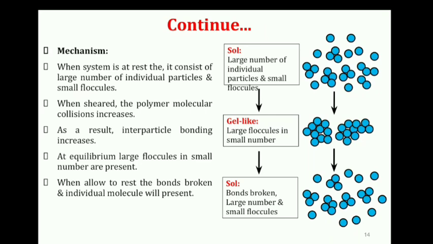So the size of the floccules increases, but the number of particles decreases. Okay, so at this stage large floccules in small number are present. The size increases, but the number of particles or floccules decreases. So in the first state, when there are individual particles and small floccules, such a structure offers comparatively less resistance. But when large floccules are there, obviously they will exhibit more resistance to flow.